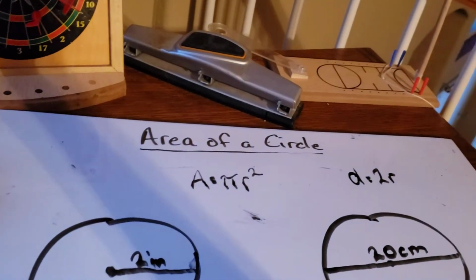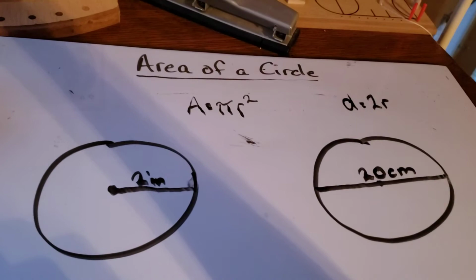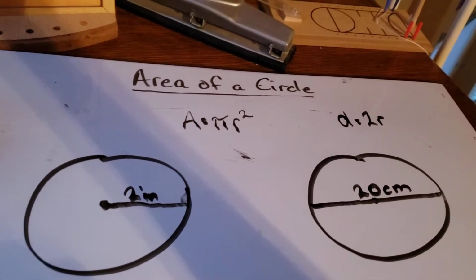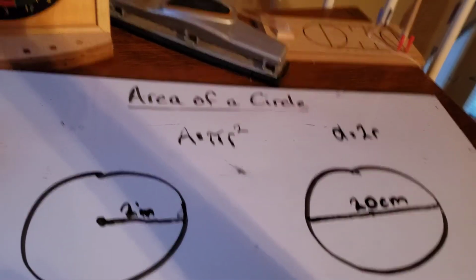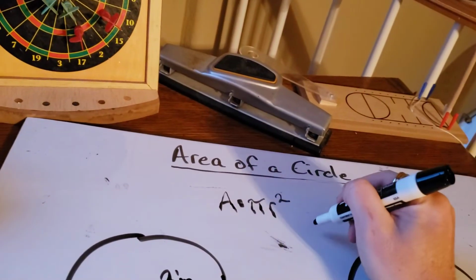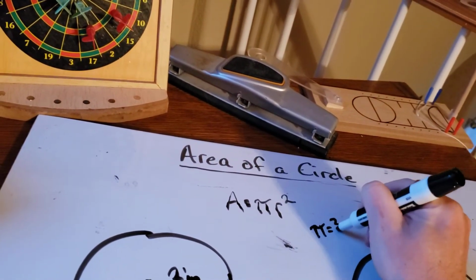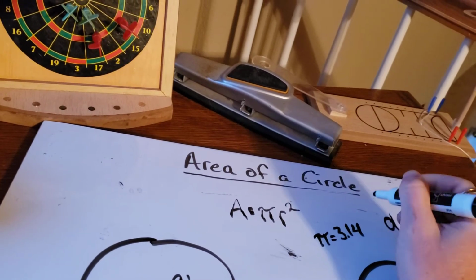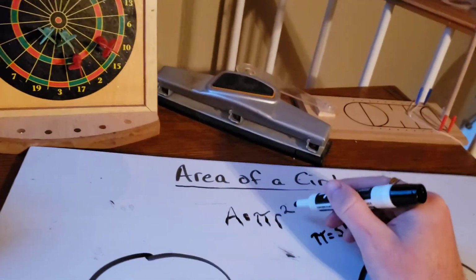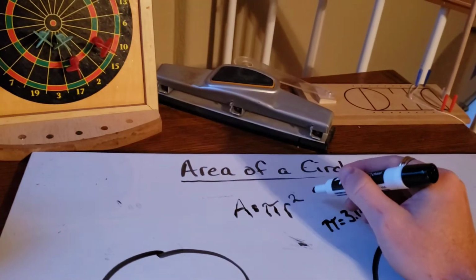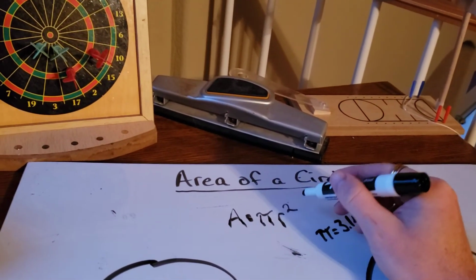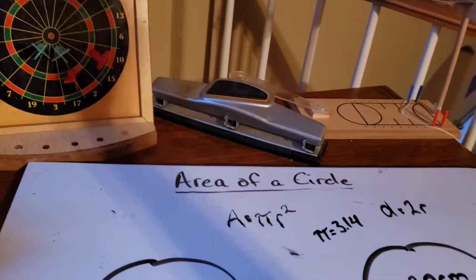So if you're given the diameter, you can still find the area of a circle, but there's a little more work to be done. Another important thing to remember is that pi, for our purposes, is going to be 3.14. And then this squared is important too. We've got to follow order of operations. So we've got to square our radius first, then multiply by pi.